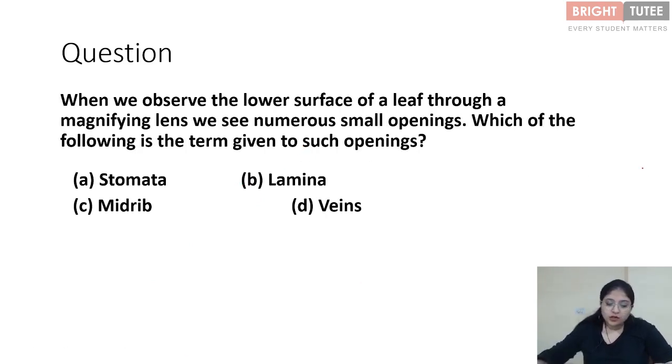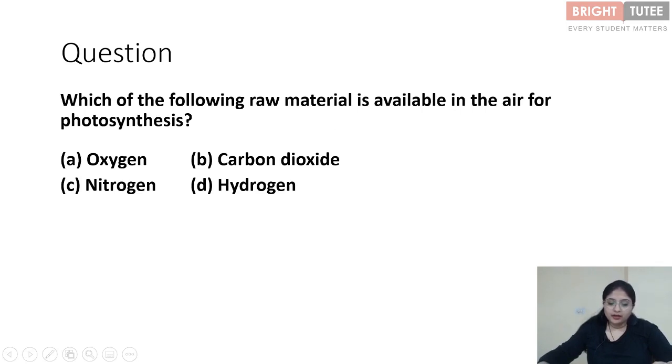When we observe the lower surface of the leaf through a magnifying glass, we see numerous small openings. Which of the following is the term given to such openings? So the term that is given to such openings is stomata. Which of the following raw material is available in the air for photosynthesis? So we know that the plants actually take in carbon dioxide from the air for the process of photosynthesis.